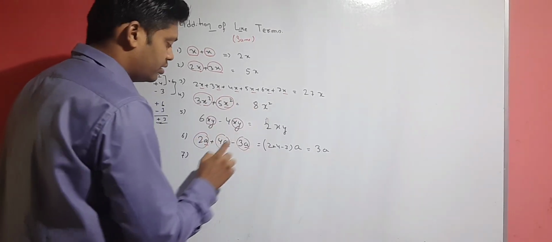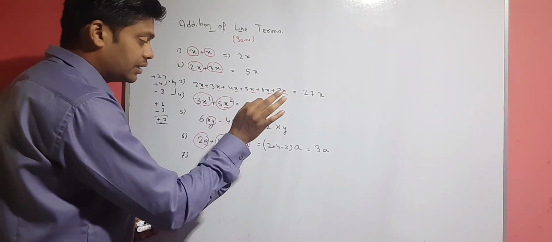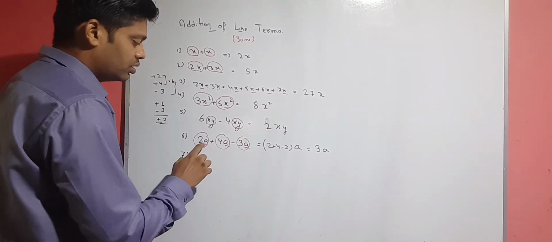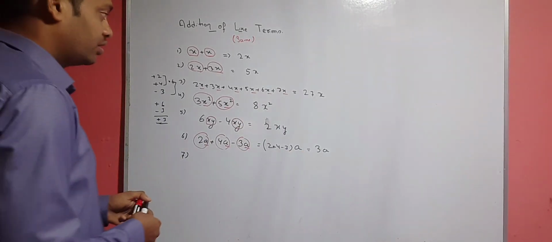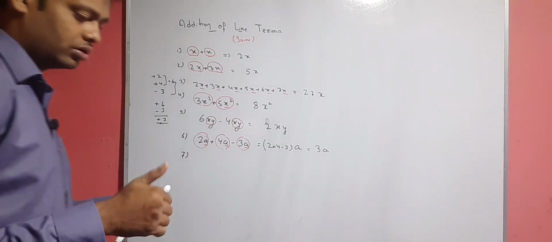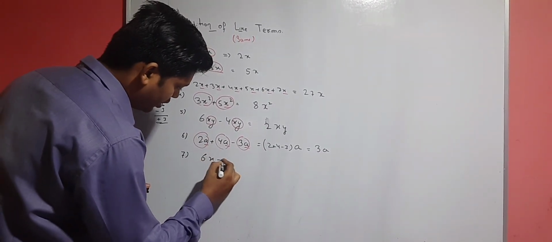Same family, but with minus. You see whether they are like terms or not. Don't look at minus or plus. So same family. Now see, if they are a different family, then what will you do? I will tell you that also. For example, you have 6x minus 6y.